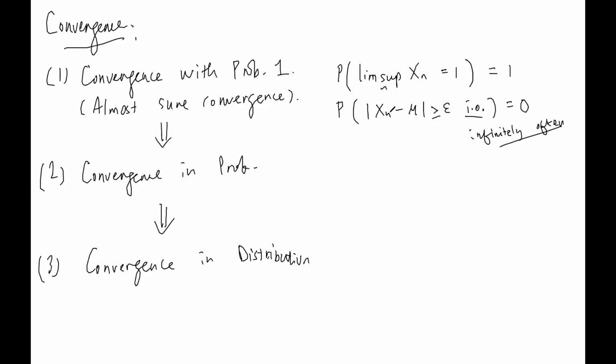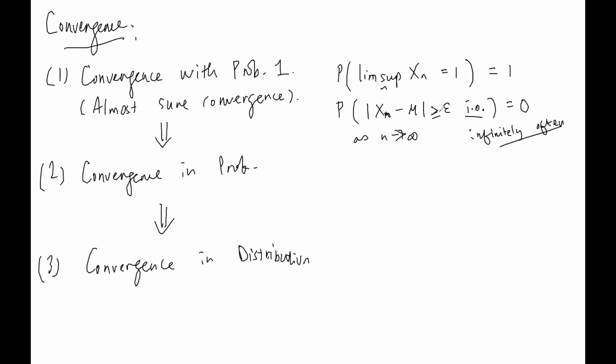Okay. Basically, this is saying that the chance that your xn, right, this random variable which depends on n, escapes from its mean, yeah, by more than an arbitrary amount, epsilon, infinitely often. The chance of that happening is 0. Okay. So that means it can only escape from the mean only a finite number of times.